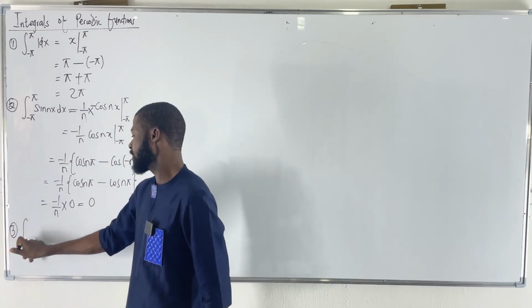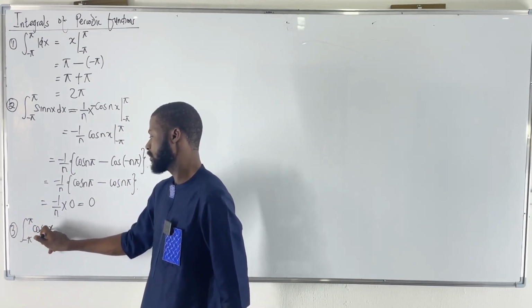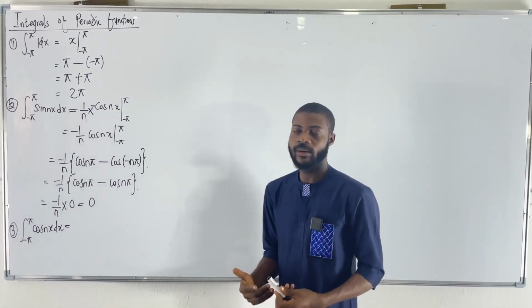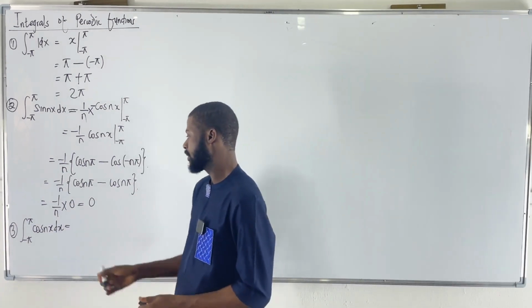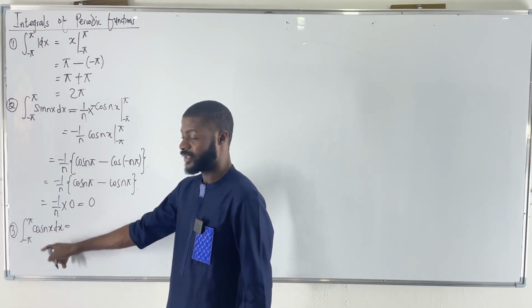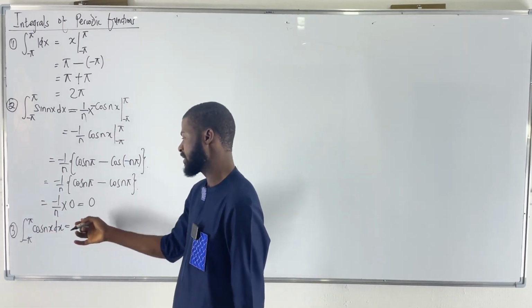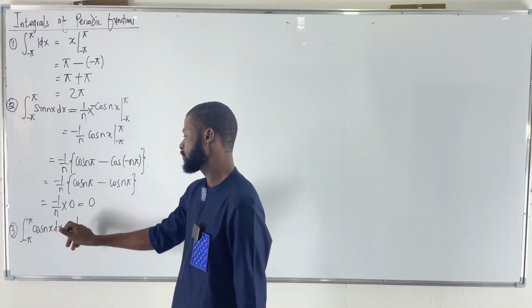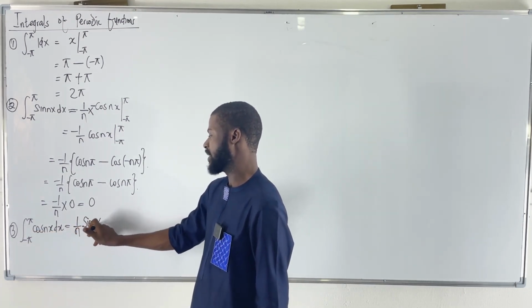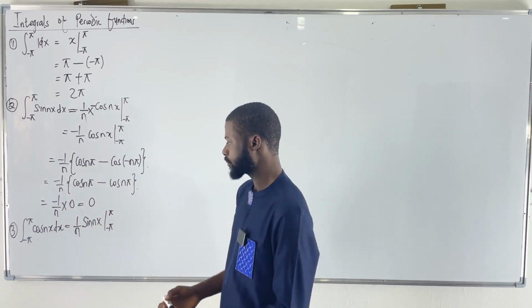Number 3. If you are to integrate from minus pi to pi of cos nx dx, what do we do for this one? What we're going to do is still the same. First of all, start with this nx. When you differentiate nx, you're going to get n. So that's 1 over n. Then integrate cosine, you're going to have sine, and then you put the nx, from minus pi to pi.